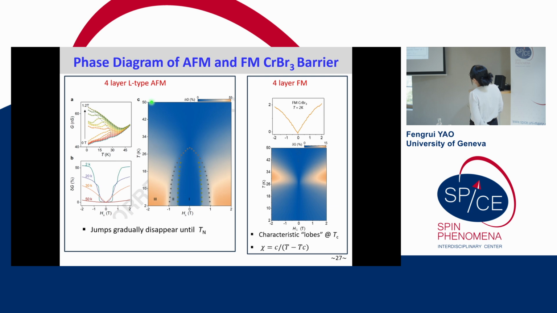And also, by measuring the temperature-dependent magnetic conductance, we can extract the phase diagram of the antiferromagnet and ferromagnet. For the antiferromagnet, when we increase the temperature, this jump will become smaller and gradually disappear near the critical temperature. But for the ferromagnet, at low temperature, the magnetic conductance is very small. But at temperatures around the critical temperature, the magnetic conductance is very strong due to the divergence of susceptibility.